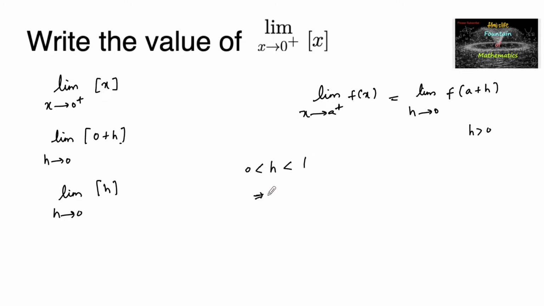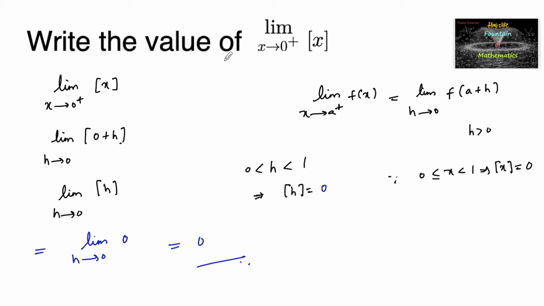So we can write step h, since for x lies between 0 and 1, step x is equal to 0. Sorry, we can write here step h is equal to 0. So we can give the answer limit h tends to 0 and it's 0. So the answer is 0. So the value of limit x tends to 0 plus step x is 0.